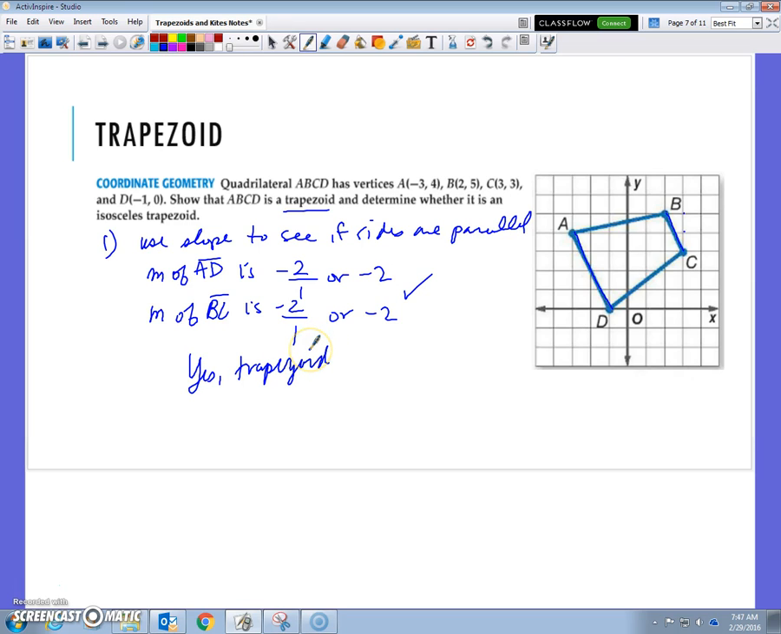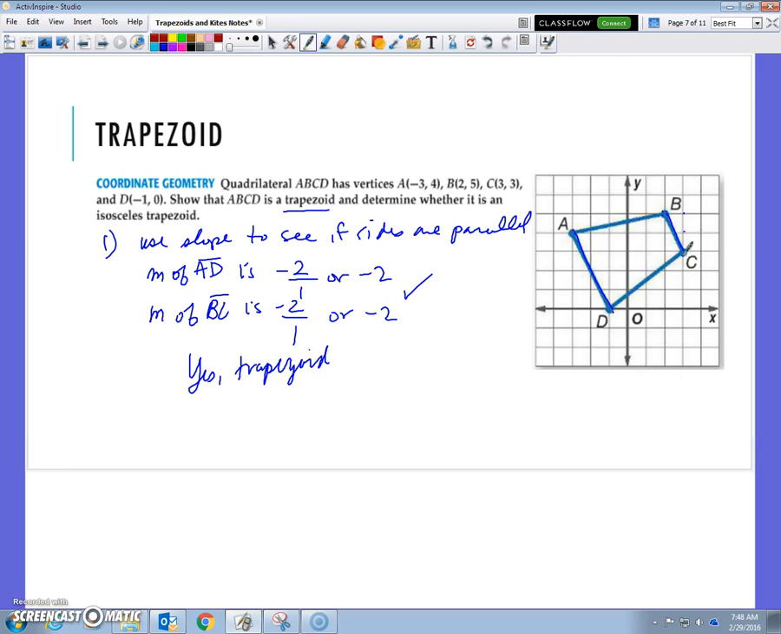I know that those two slopes are the same, therefore they must be parallel. Now I have a couple of options to determine whether or not it's an isosceles trapezoid. What I can do is see if the legs are the same length. I could also decide, are the diagonals the same length? Okay, those are going to be my two options. So I can use the distance formula or the Pythagorean theorem, whatever you'd like to use.